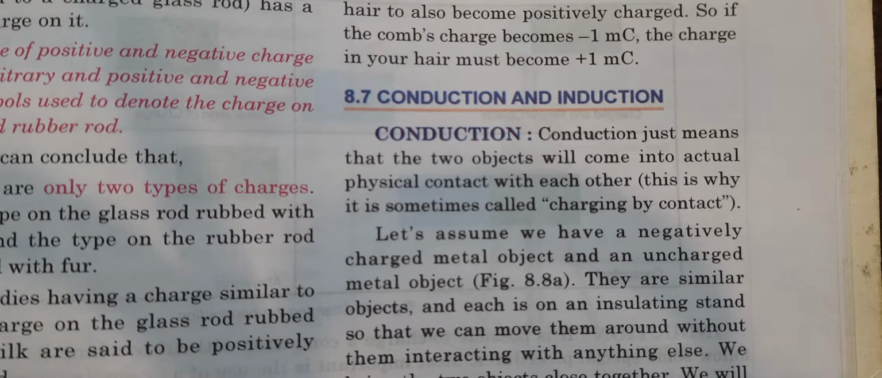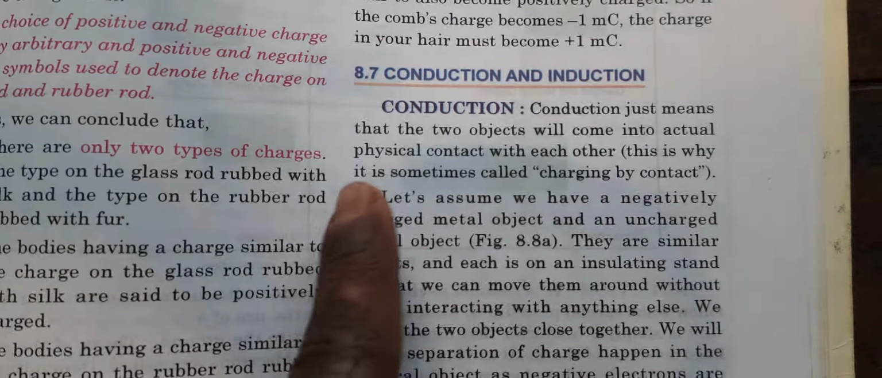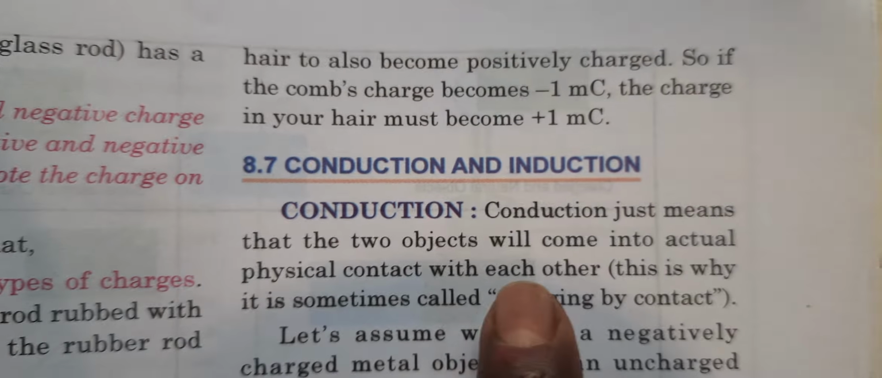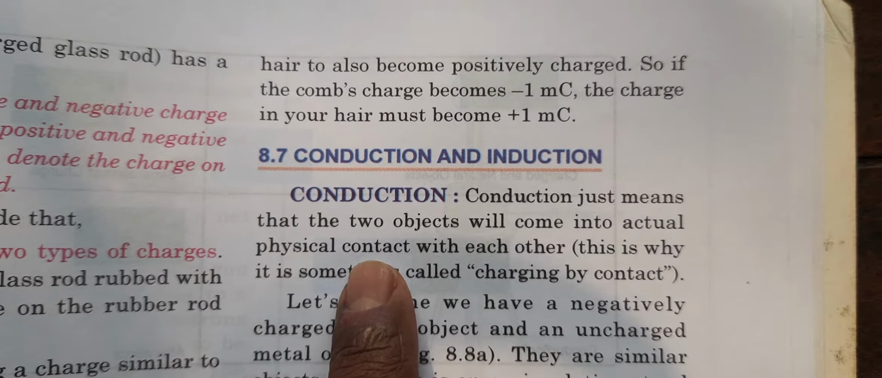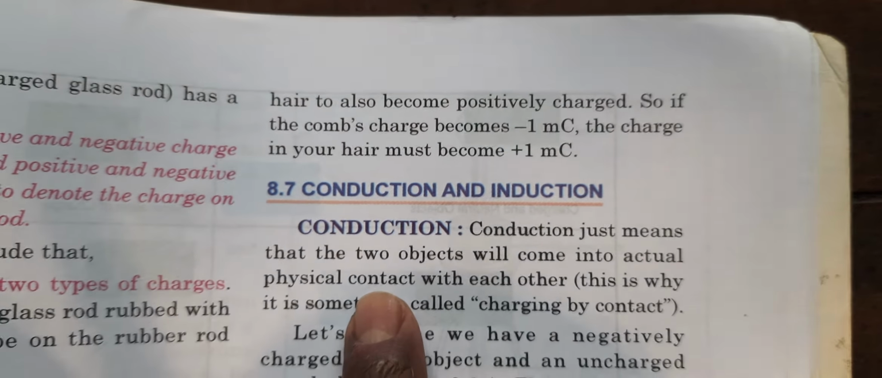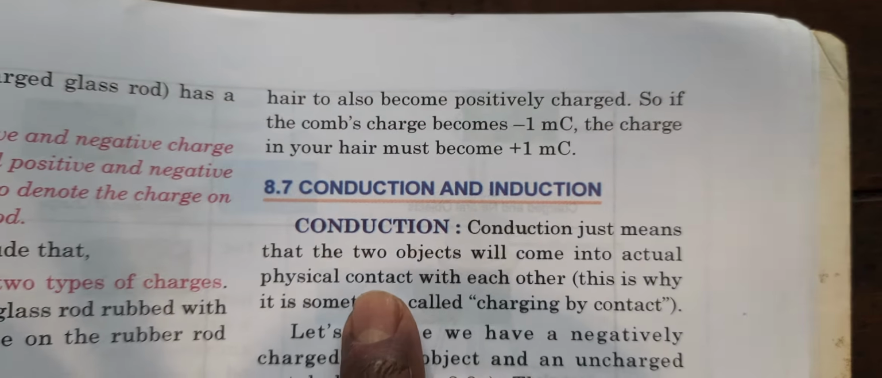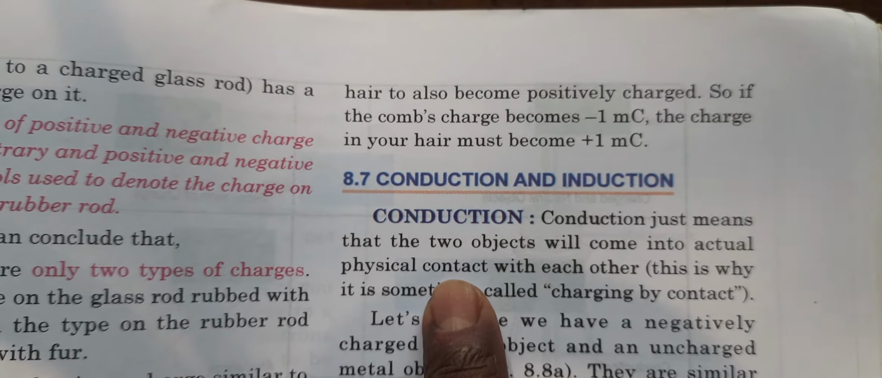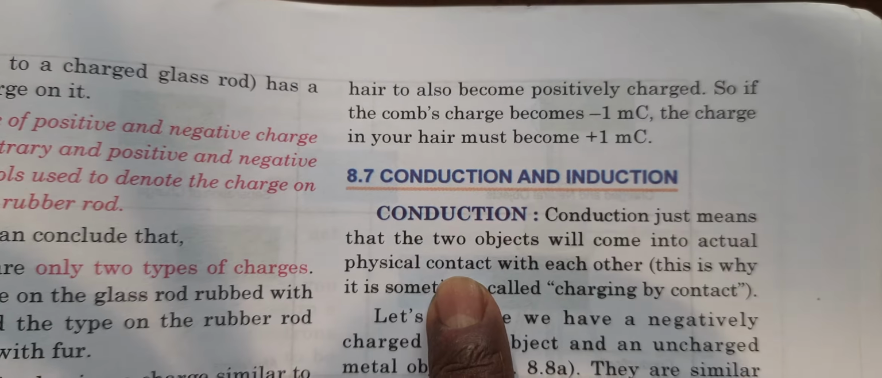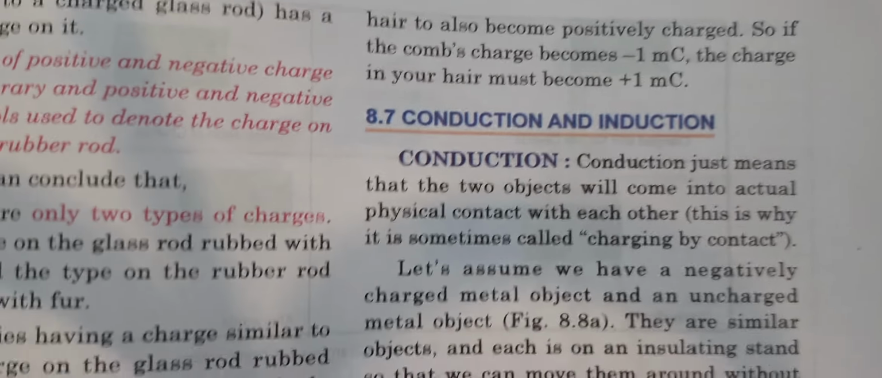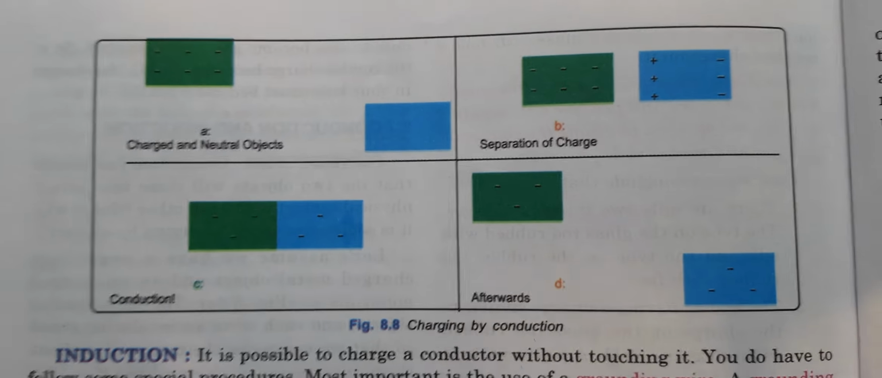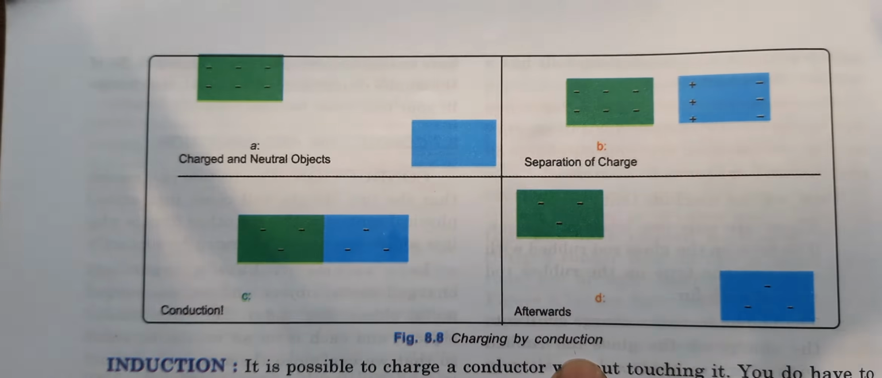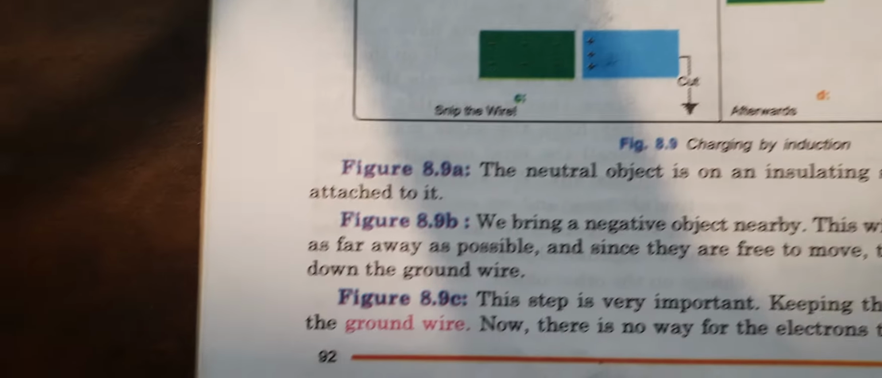First, conduction. Now conduction just means that the two objects will come in actual physical contact, that is, they will touch each other. One charged body will come in contact with another uncharged body, and the uncharged body, after coming in contact, will get charged. So this is the meaning of charging by conduction. Here is the explanation for charging by conduction. Here it is given in your book, page number 92.